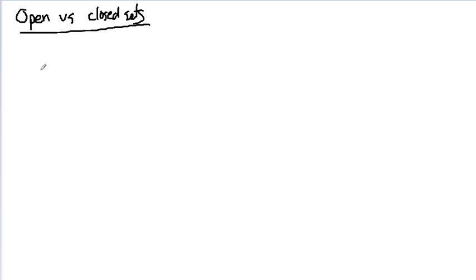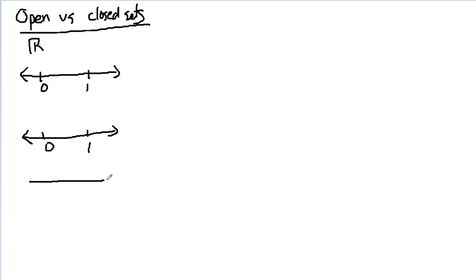I'm here to give a brief description of open and closed sets and the difference between the two. We're going to start on the real line because the idea is the exact same. I'm going to give you three different sets: one will be open, one will be closed, and one will be neither open nor closed.